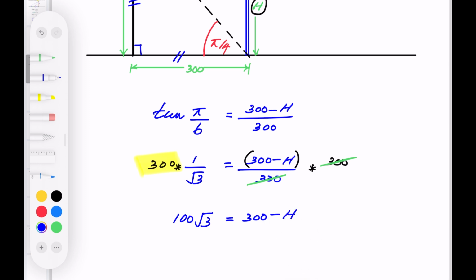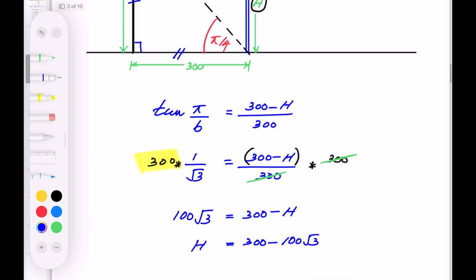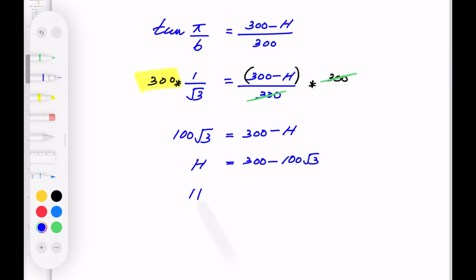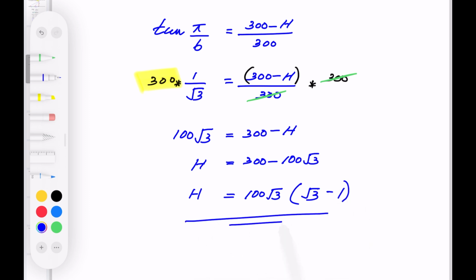Now I will add h to both sides, then that h will come to the left hand side, and then I will subtract 100 square root 3 from both sides. Then on the right hand side, I can simply write this as 300 minus 100 square root 3. We may simplify this a little bit more. H equals, to simplify it a little bit more, we can factor out 100 times square root 3. Then the first term will have another square root 3 and we will have a minus 1. Now this is our final answer for this problem. Thank you so much.